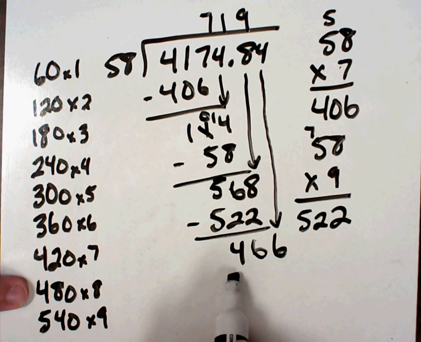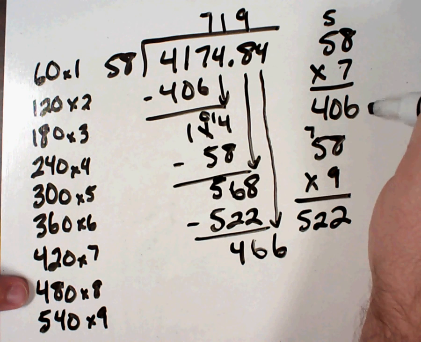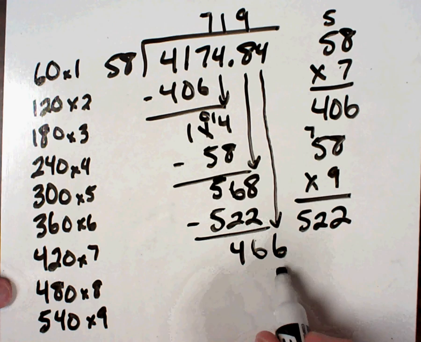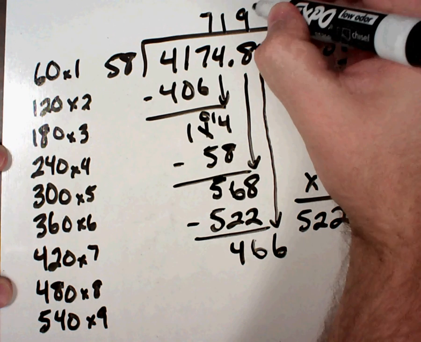I'm going to go ahead and go with 8, because we've done 7. We've done 58 times 7, which is 406. That's not going to be enough. We've done 58 times 9. That's going to be way too much. So let's go with 8.